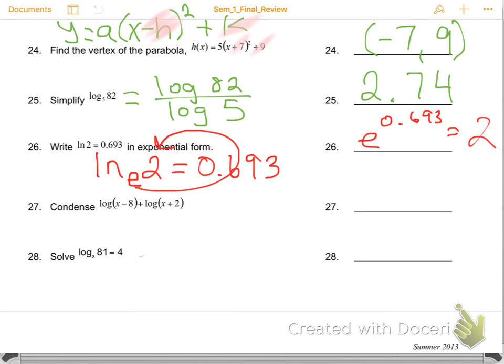Okay, I'm just going to finish off 26 because the phone rang and I had to pause. When you rewrite it in exponential form, it's e to the 0.693 equals 2.